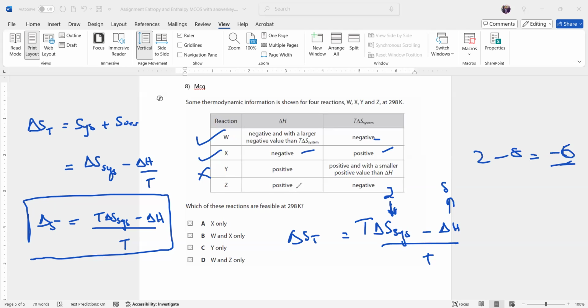Same thing when we check the last one. Delta H is positive, so this will remain subtracted. And the product of T and delta S system is also negative. So when both are negative, we'll always get a negative answer. So it is impossible to get a positive answer. So Y and Z are not possible. That's why B is the right answer. Is it clear, this one?